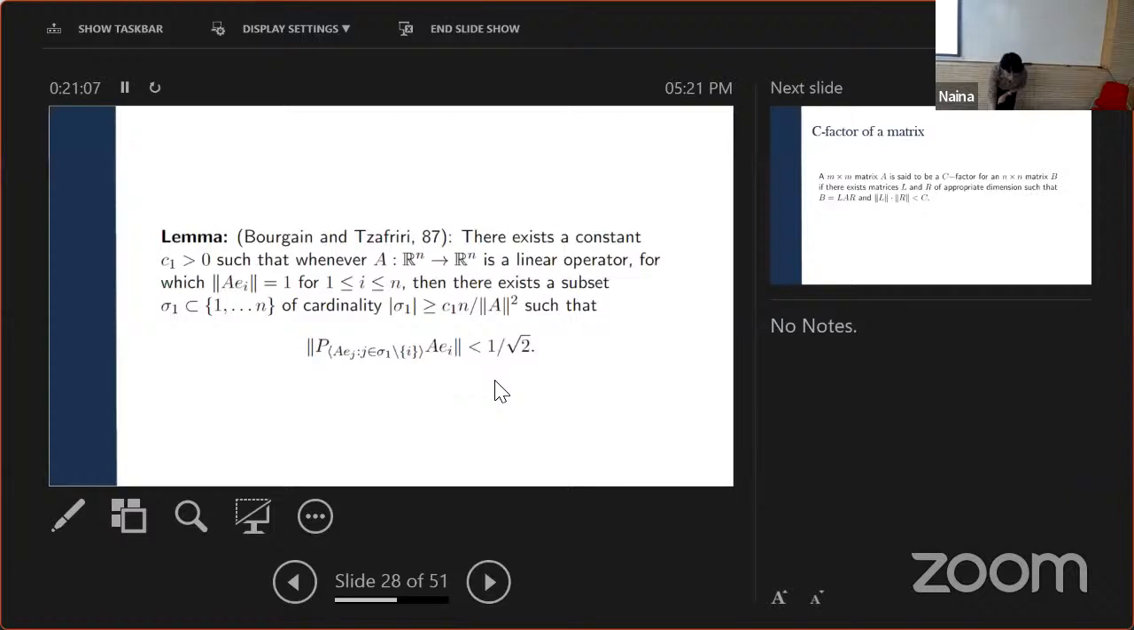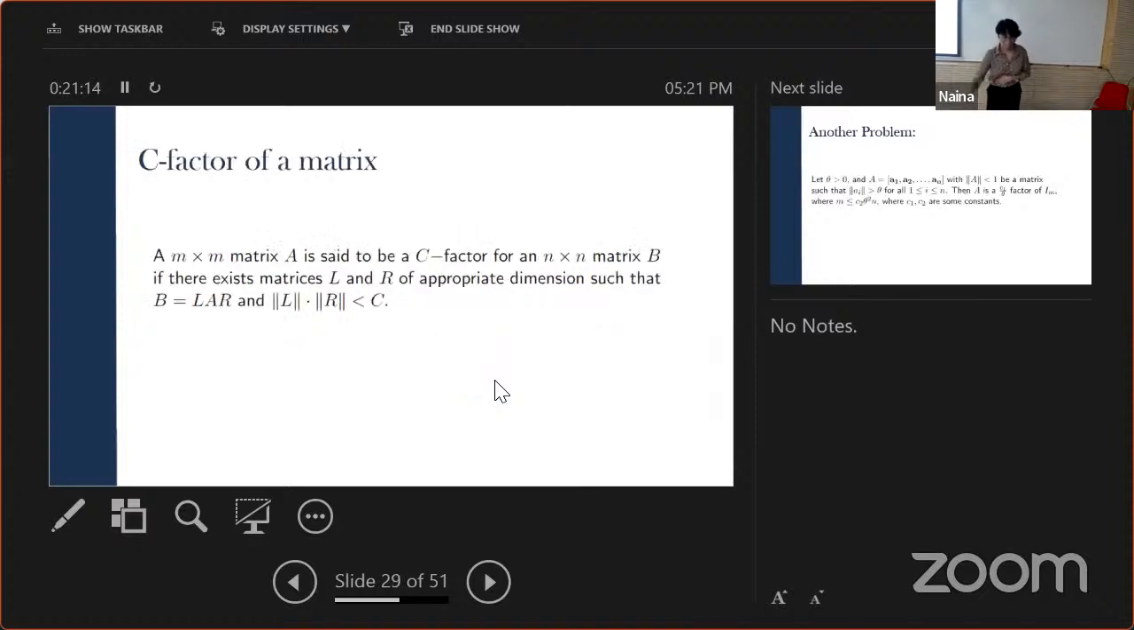All right. So this problem is also equivalent to another problem in functional analysis. To understand that second problem, we will define something called the C-factor of a matrix. An M cross N matrix A is said to be a C-factor for an N cross N matrix B if I can find two other matrices L and R, so that I can write B as L times A times R, and the product of the norms of L and R is bounded by C.